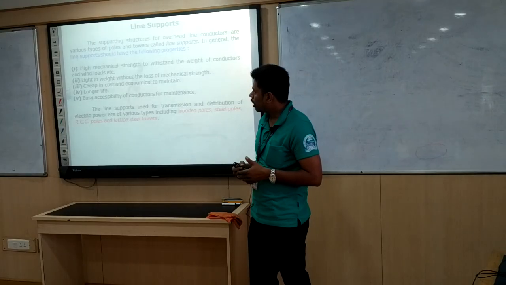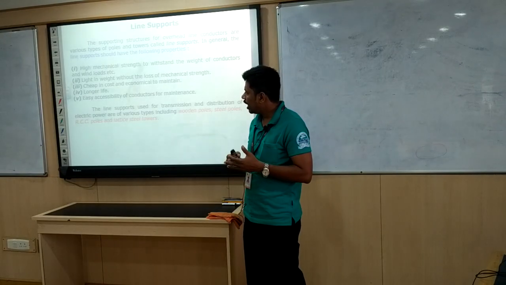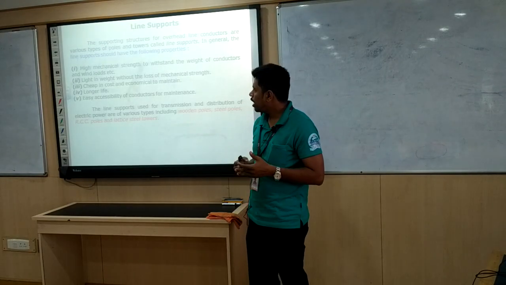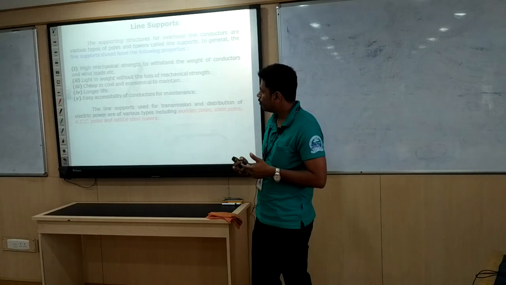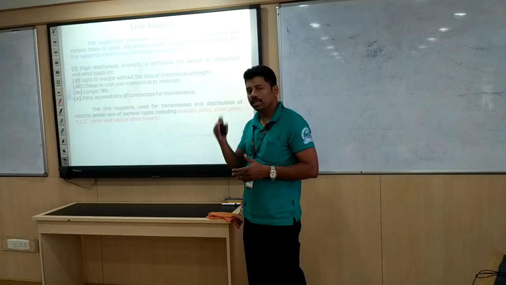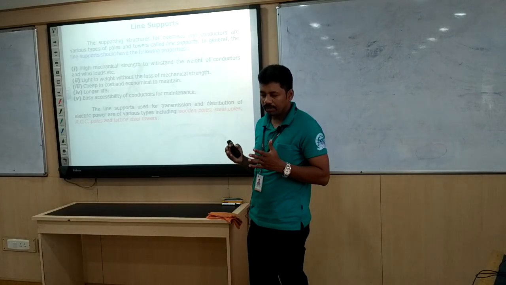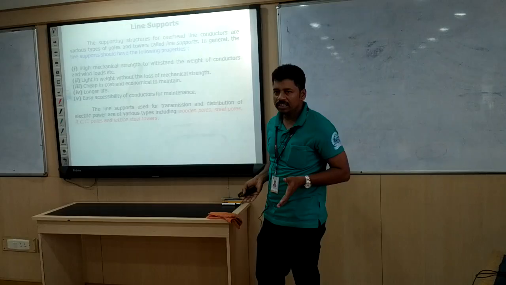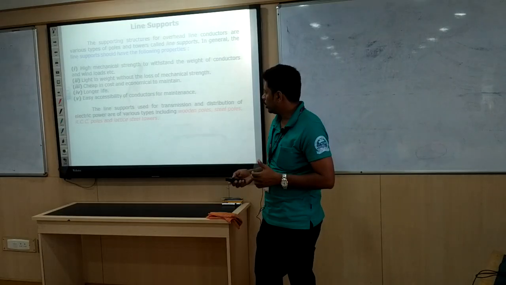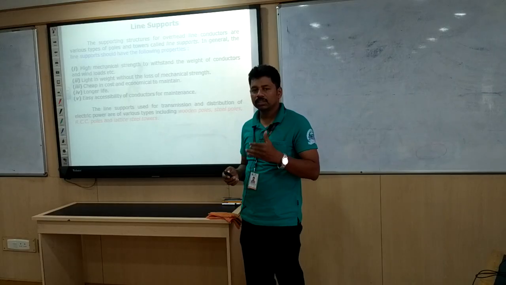The line supports should have high mechanical strength, be light in weight, cheap in cost, economical to maintain, with longer life and easy accessibility, because we have to erect the transmission line even in hilly areas. So for transportation, if the weight of the entire support is less, then it is easy to transmit and handle. In the earlier days we started with wooden poles, then that was replaced with steel poles.